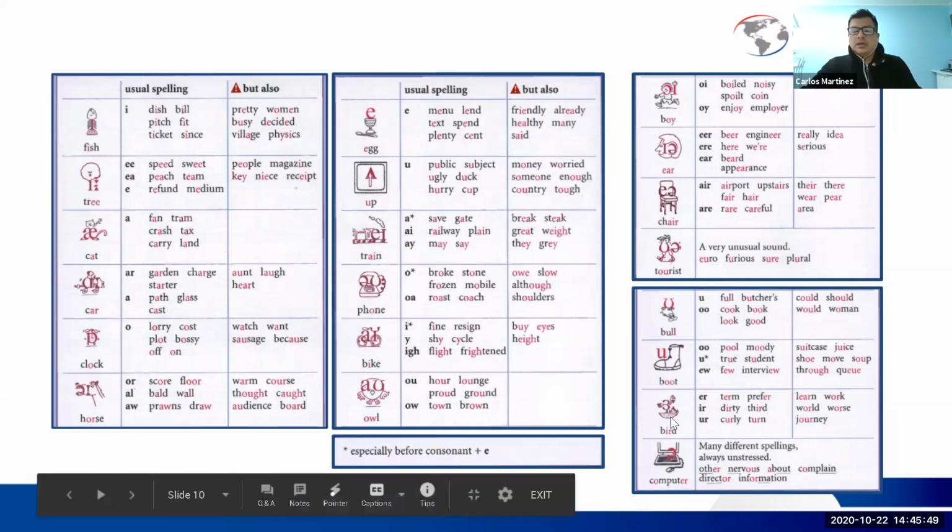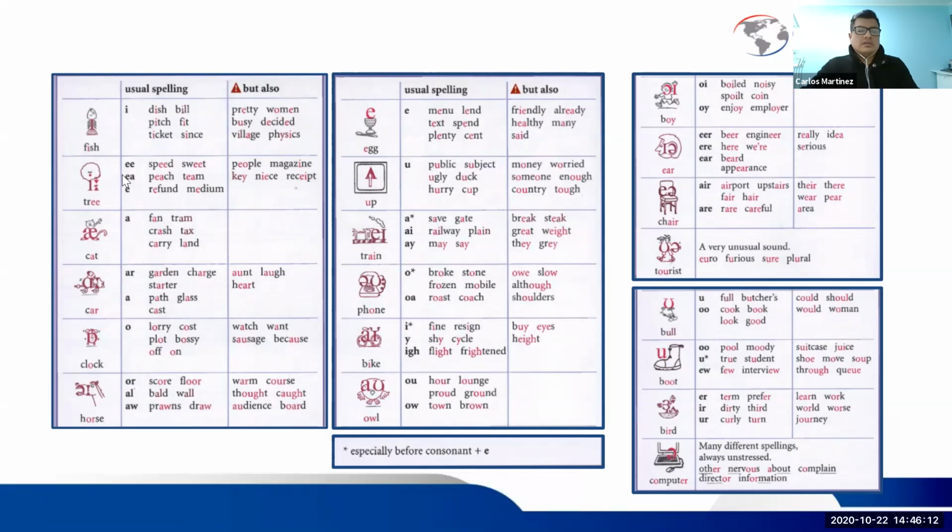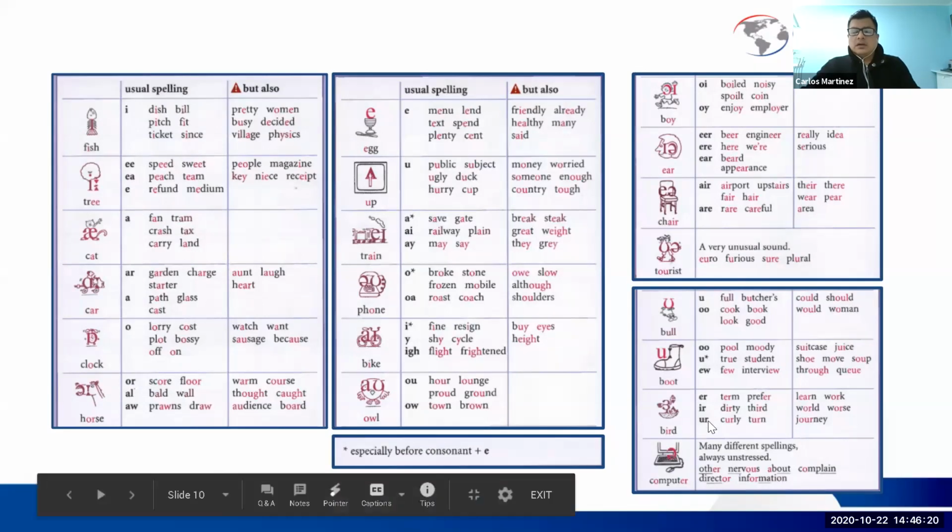Then we have the bird sound. The ER, term, prefer. The IR, like dirty, third. The UR, like curly, turn. Notice that these three make the same sound. All of these combinations make the same sound. They are not different sounds. Another combination could be EAR, learn, OR, work, world, word, worse, and journey.